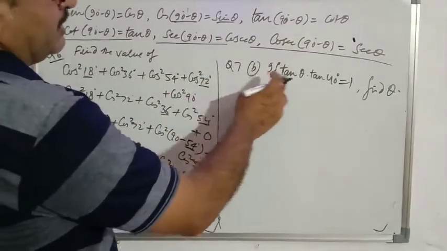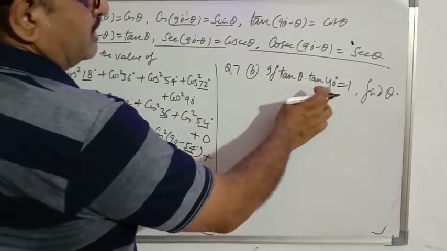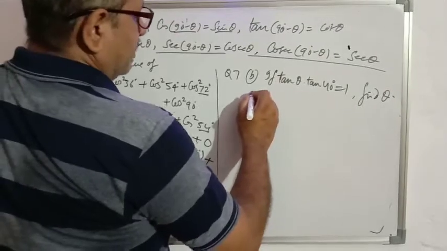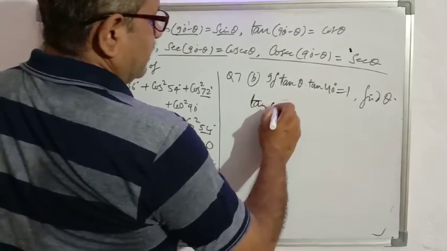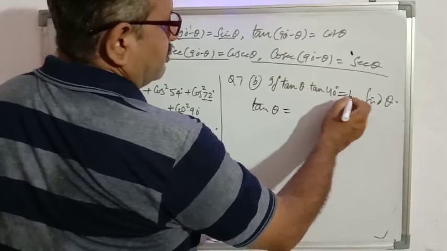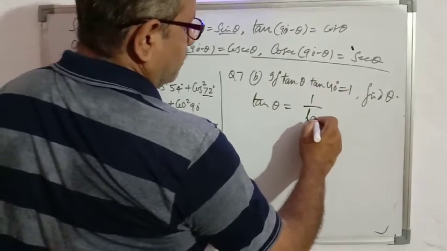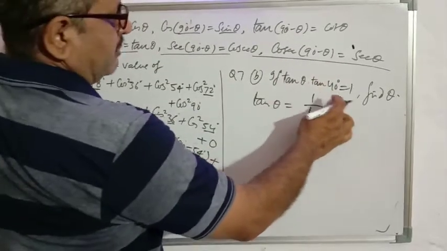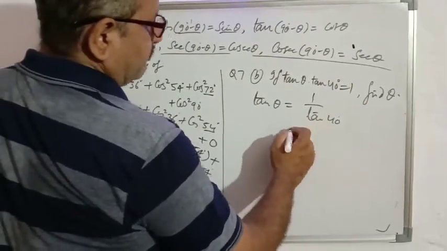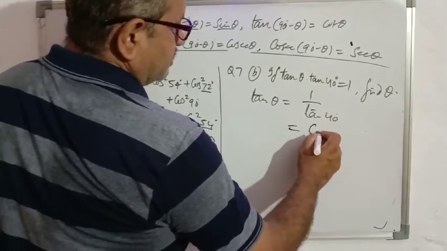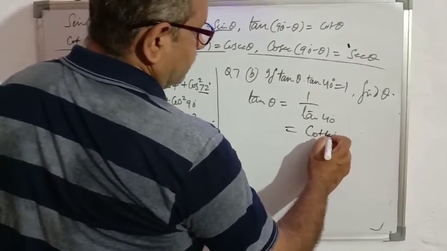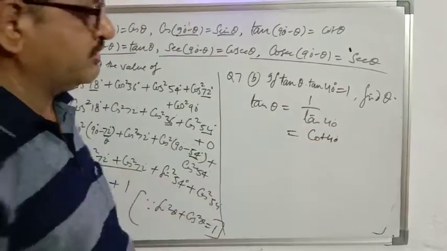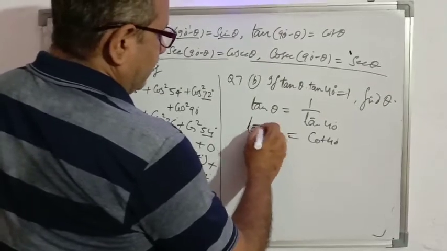Now see 7th, B part. If tan theta into tan 40 is equal to 1, we have to find theta. So tan theta will be 1 upon tan 40 degree. 1 upon tan means cot 40 degree. We know that tan and cot are reciprocals, so 1 upon tan is equal to cot. So tan theta equals cot 40.